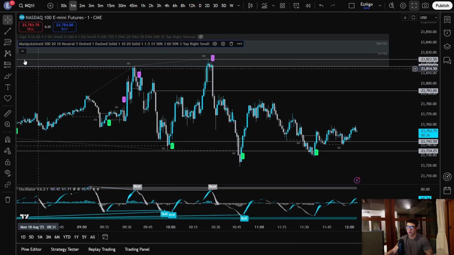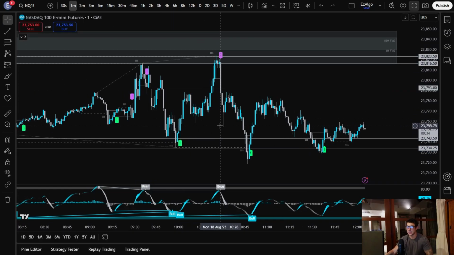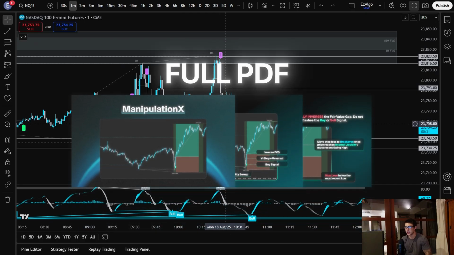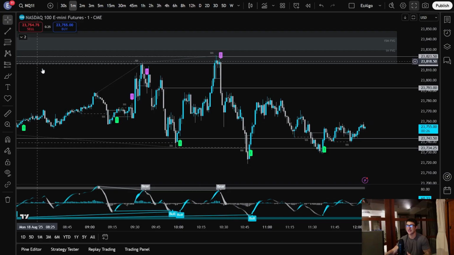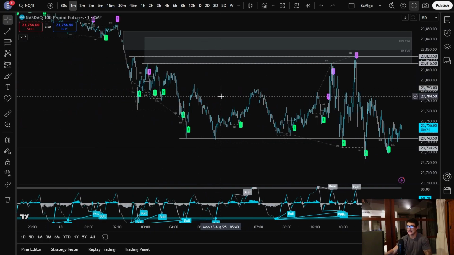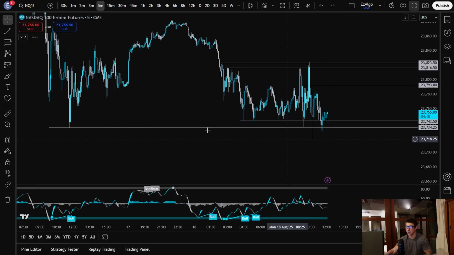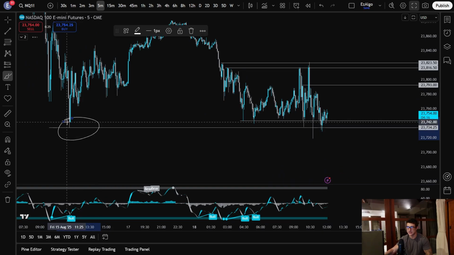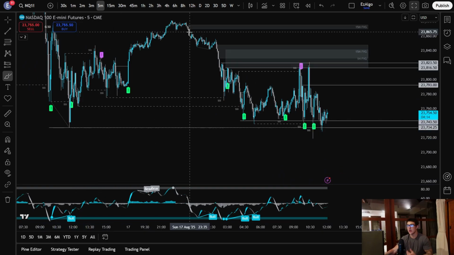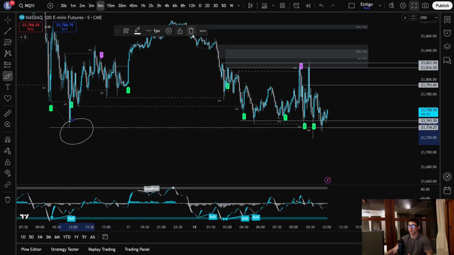If you guys don't know, the strategy I use for this indicator is a full PDF inside the Pro Discord with access to how to use this. But what I look for are sweeps of key levels, okay? So what is a key level? It's going to be a higher time frame liquidity level, right? So this was our previous day low here, right? Previous day low, previous day high, pre-market high, pre-market low. Those are going to be your key levels, right?